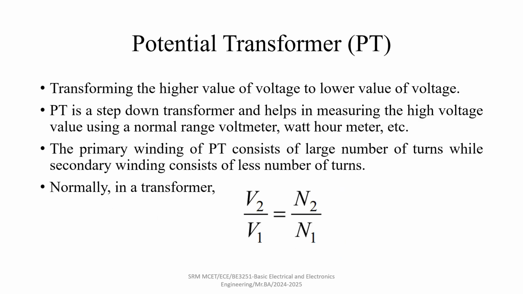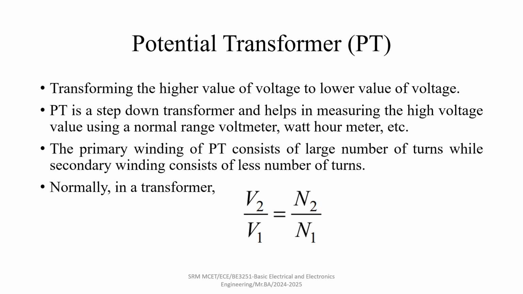Another type of instrument transformer is the potential transformer. The potential transformer transforms a higher value of voltage to a lower value of voltage. This lower value of voltage can then be easily measured using our ordinary voltmeter. The lower voltage always corresponds to the higher voltage present in our primary coil. So the transformer performs a step down operation.